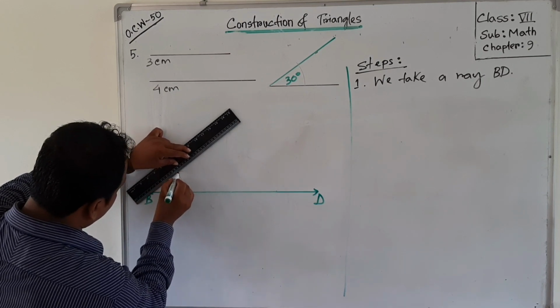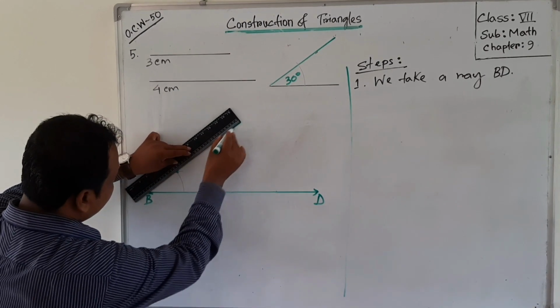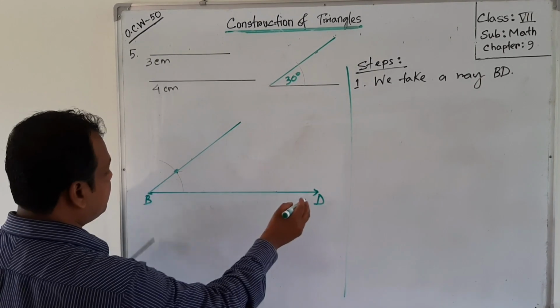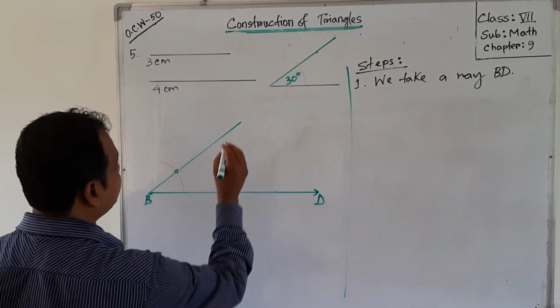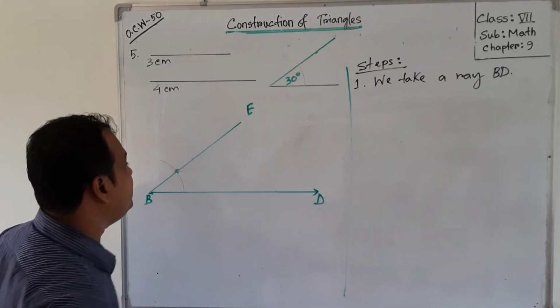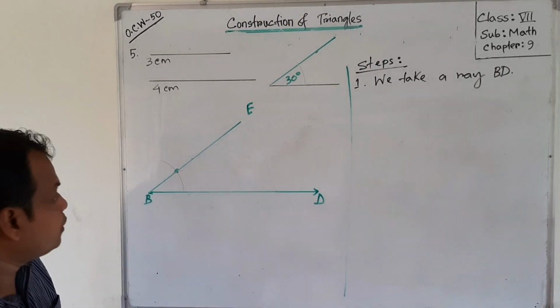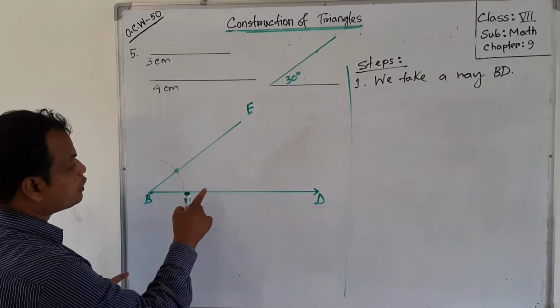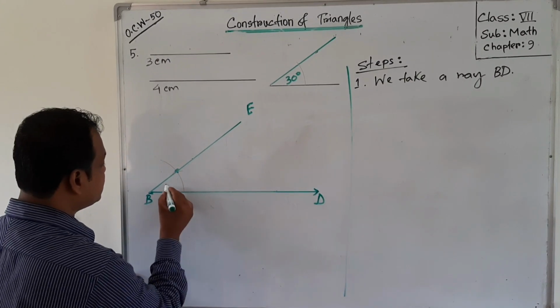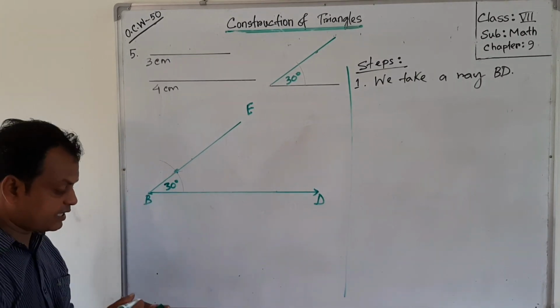So this is the point, and we'll join this one. The name of this point is E, so DBE. What have we drawn? We have drawn angle DBE equals to 30 degree. So we'll write the steps.